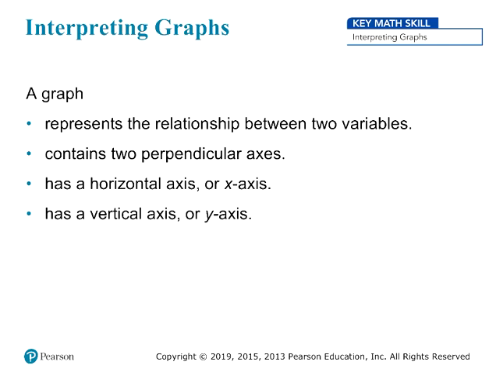Okay, so the last thing we're going to cover today is how to interpret graphs. So in chemistry, we often use graphs to display data and show different trends or relationships between variables. So again, a graph represents the relationship between two variables, and it contains two perpendicular axes. So we have a horizontal axis, which is our x-axis, and then a vertical axis, which is the y-axis. And then we usually have some sort of data to plot there.